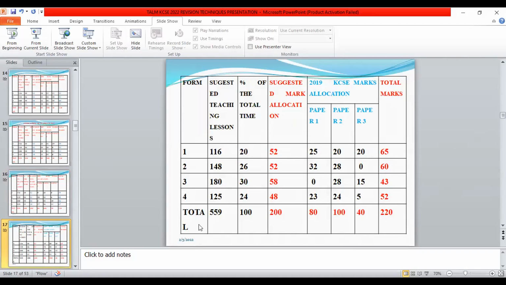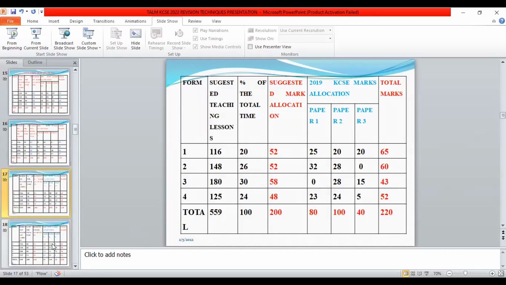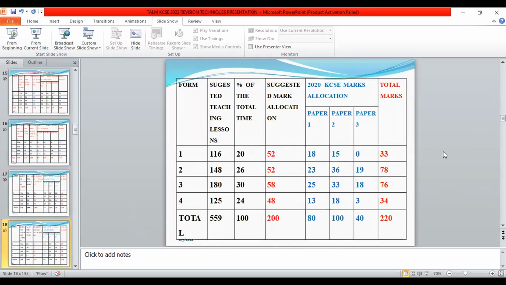Let's move now to last year's exam. Last year's exam, we had different things. Form 1 work this time was carrying only 33 marks. Form 2, we had 78 marks. Form 3, we had 76 marks. Form 4, we had 34 marks. So a lot of emphasis was laid in Form 2 and Form 3 work. And this is now different from what we used to have in 2016 backwards.